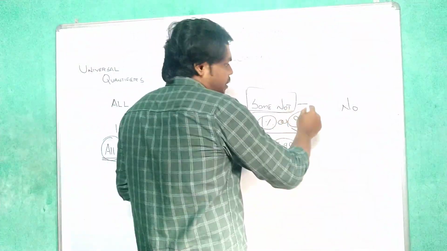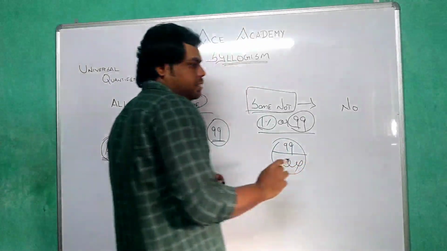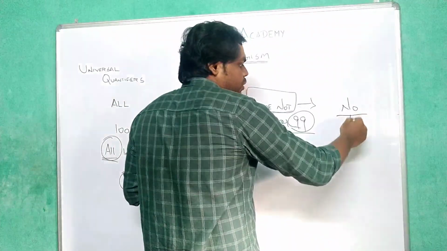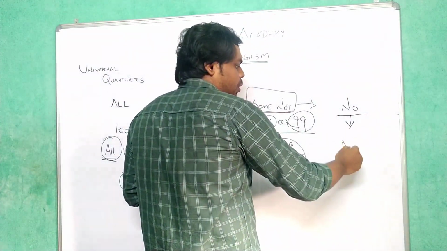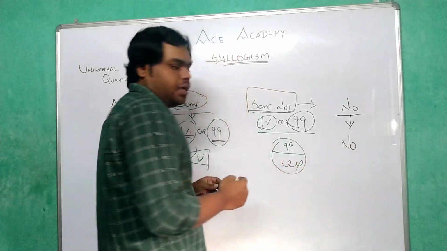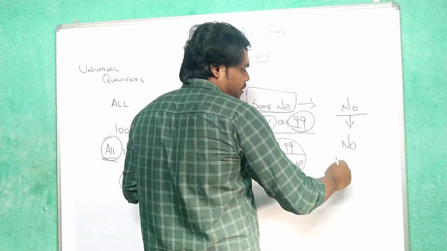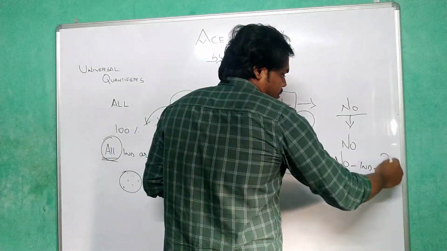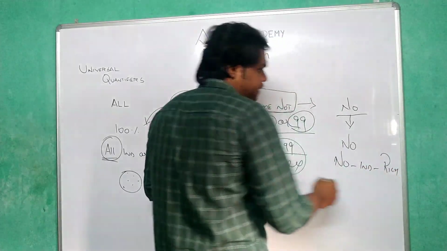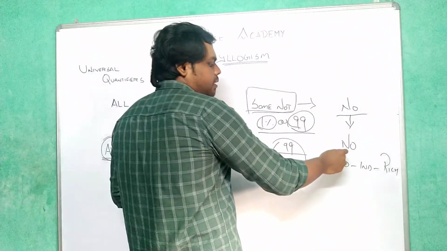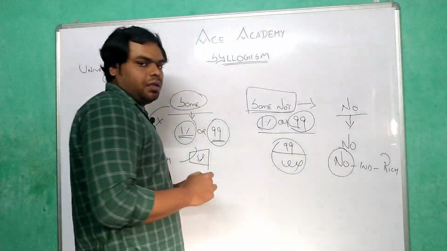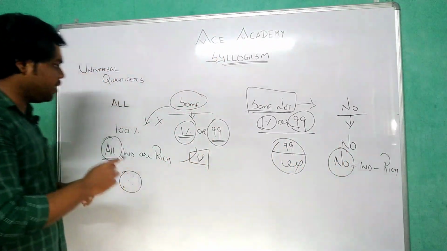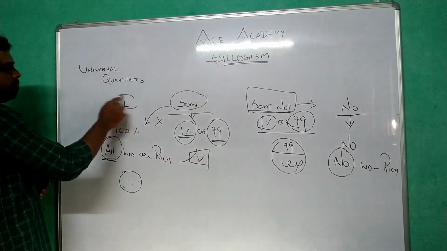So moving on to the next case, it is no. No is a very sure quantifier, which means that nobody is rich. If I say no Indians are rich, I definitely mean that no Indians are rich. So these are the quantifiers that are very important to understand in syllogism.